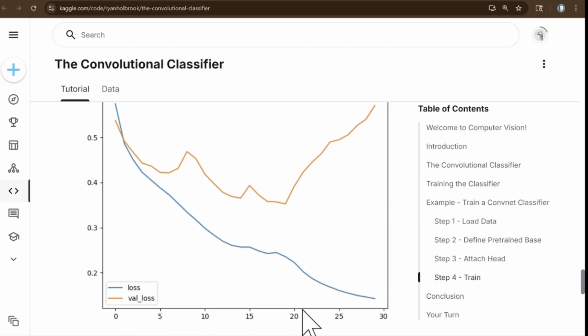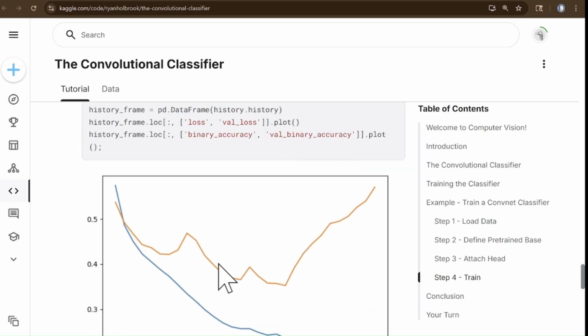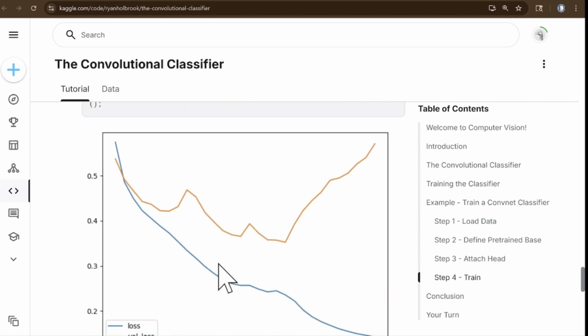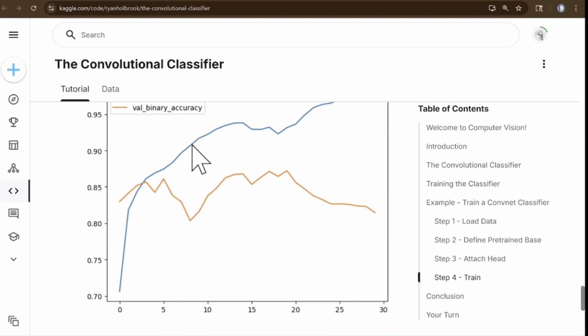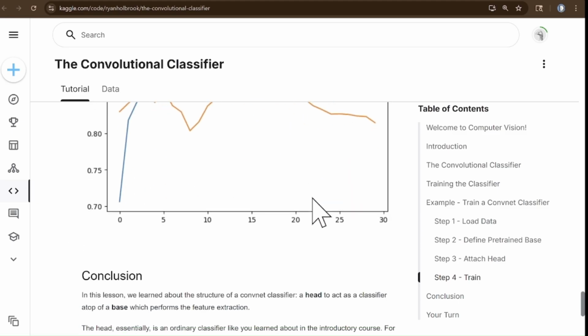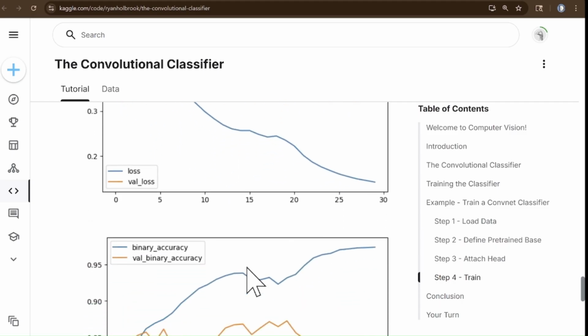See, this is loss, this is validation loss. So your training data is performing this way, your validation is performing this way. So you can see this is overfitting, and this is the accuracy. See, this is the normal accuracy, this is validation binary accuracy. Okay. We will learn how to solve this later.